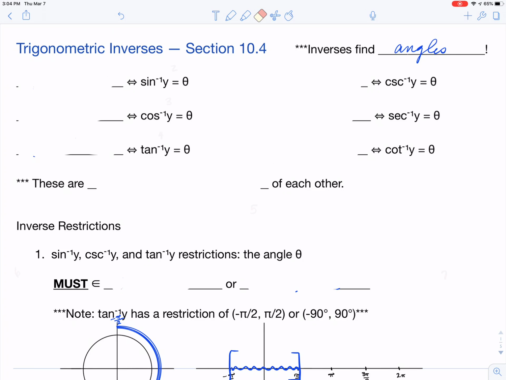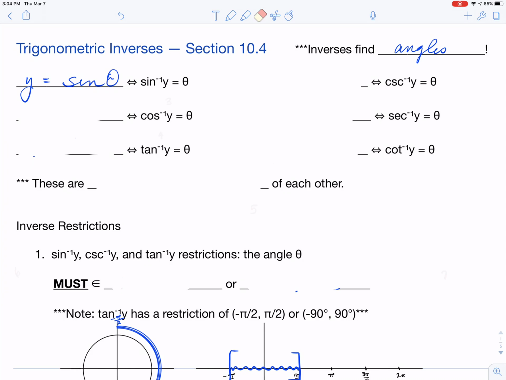Now what I'd like to do is take the 6 trig functions and rewrite them properly. Right now all 6 of them are written as inverses, and I'd like to rewrite them as just normal trigonometric functions. So first of all, when theta is equal to the sine inverse of y, we know that we would rewrite this as y is equal to sine of theta.